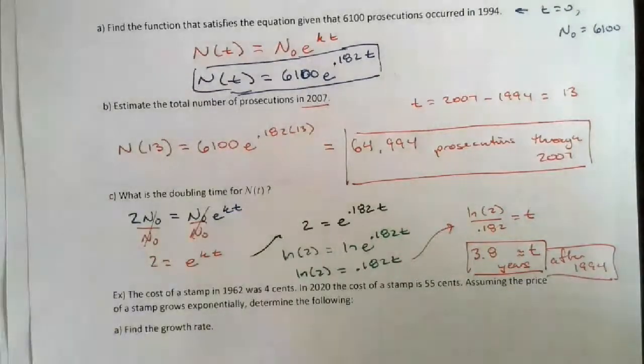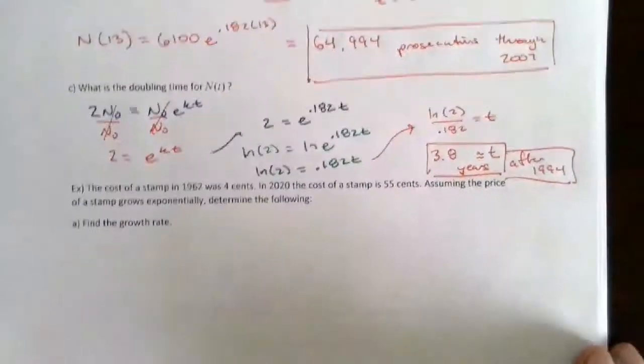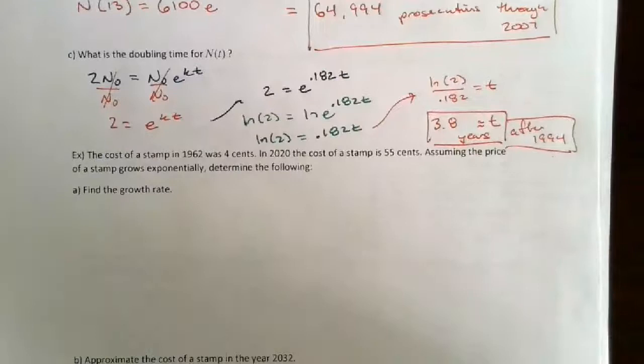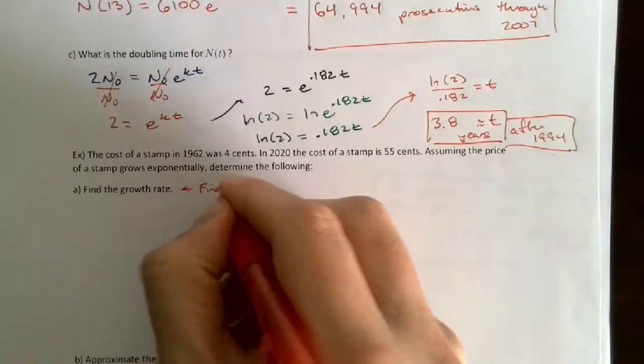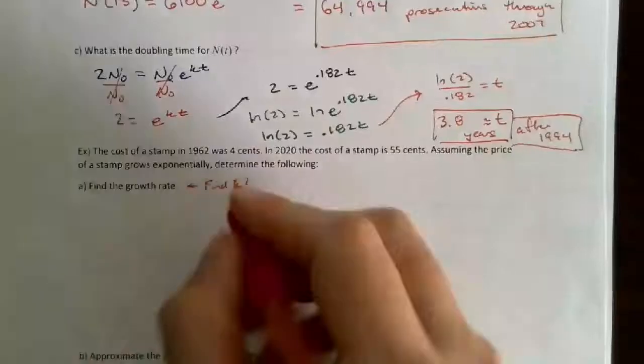All right, and let's take a look at the last example here. It says the cost of a stamp in 1962 was 4 cents. In 2020, the cost of a stamp is 55 cents. Assuming the price of a stamp grows exponentially, determine the following. So the first thing I want us to find is the growth rate. When I say the growth rate, we want to find k. We don't know what k is.